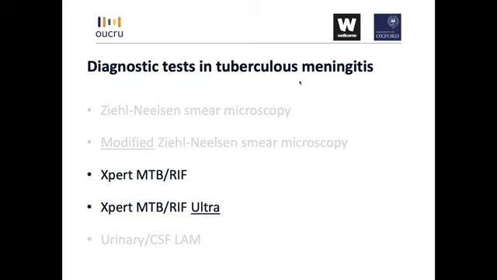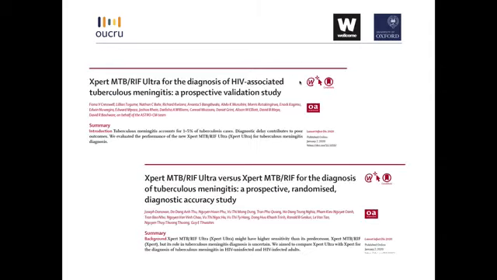There was a study done a couple of years ago by a Ugandan group. They had only 23 cases of TB meningitis, all had HIV. And they showed that Ultra was significantly better than Xpert for detecting TB within CSF. So that's really good. But we needed some bigger studies.